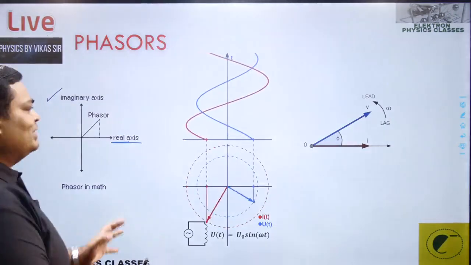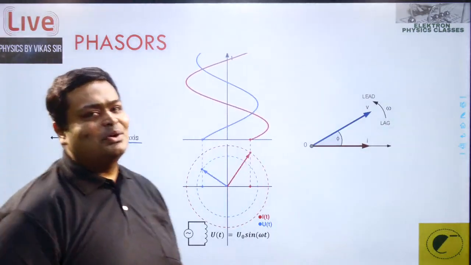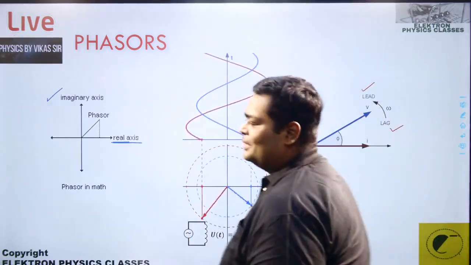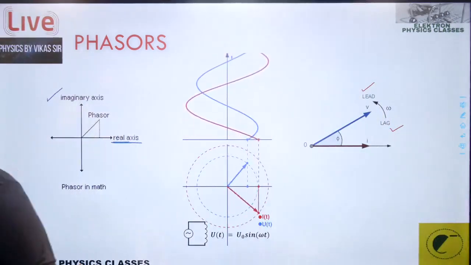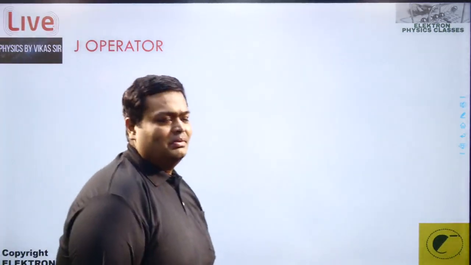And the phasor has an imaginary part and a real part. How many times are you going to say that? And then there is supposed to be a leading part and a lagging part. How many times are you going to say that? Again and again I am going to say that. So now we come to the J operator.